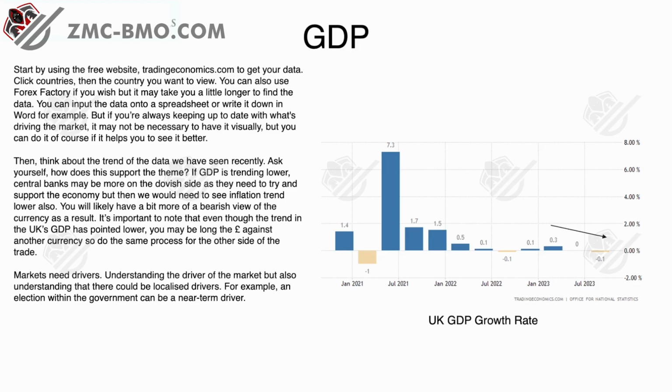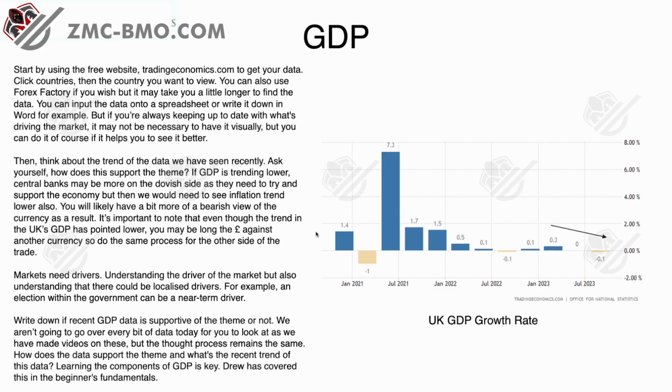Markets need drivers. Understand the driver of the market, but also understand that there could be localized drivers as well. Like I've mentioned, an election within the government can be a near-term driver. The UK and the US have elections next year, which is an example of a probable near-term driver once we eventually get there. Write down if recent data is supportive of the theme or not. We aren't going to go over every bit of data today, as we have made videos on this, but the thought process remains the same. How does the data support the theme, and what's the recent trend of this data?